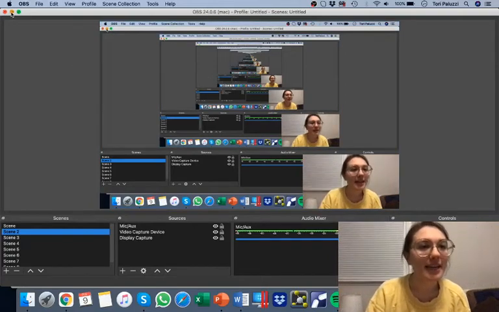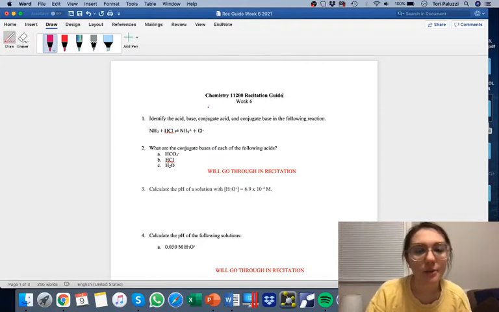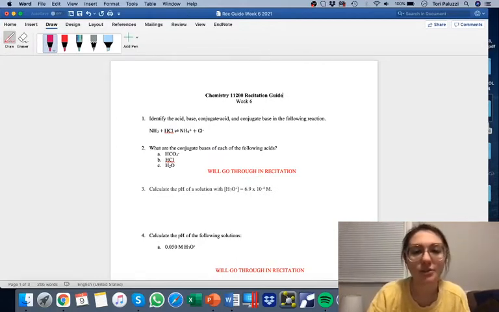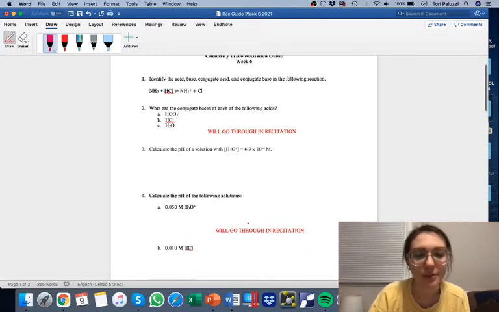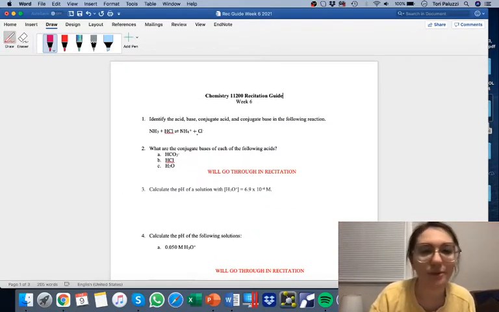Hello all! Okay, this time we're working into Recitation Week 6. What we're looking for here is a continuation of what we were talking about with acids and bases. So again, I've marked a few things we'll go through exclusively in recitation, and the things that are left over we're going to go through right now.